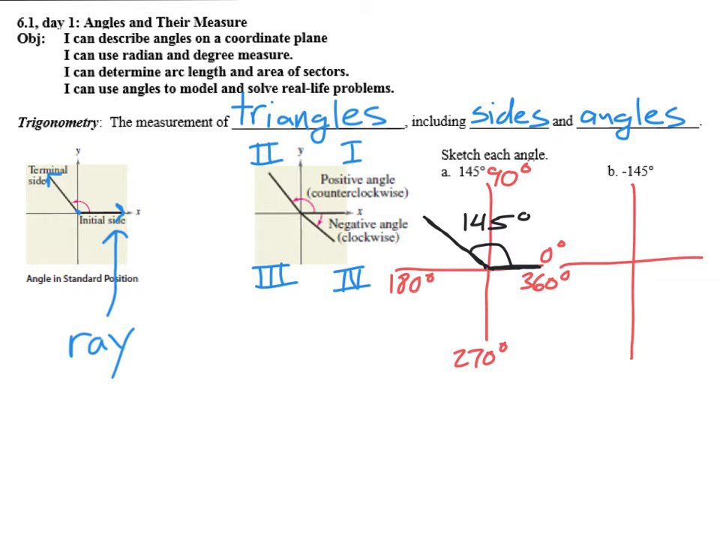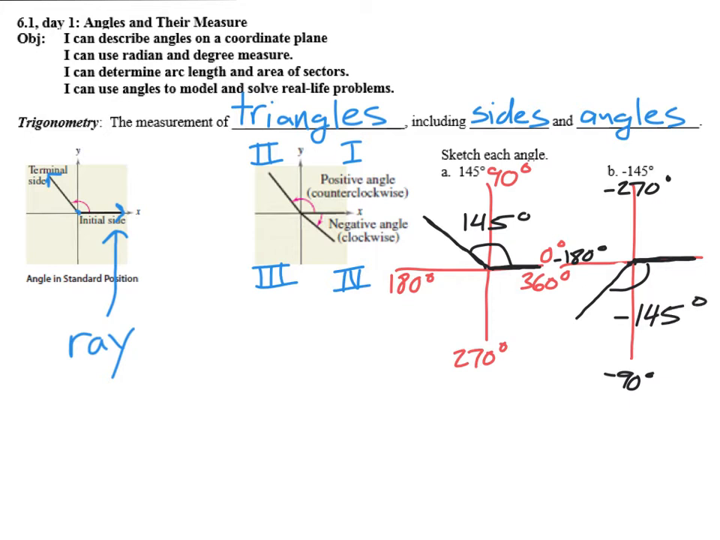Now if we were to go negative 145, we could go around the other way. It's like this is negative 90, negative 180, negative 270, but it's the same size angle, just going the opposite way. So I'd mark that here. That's negative 145 degrees, okay?